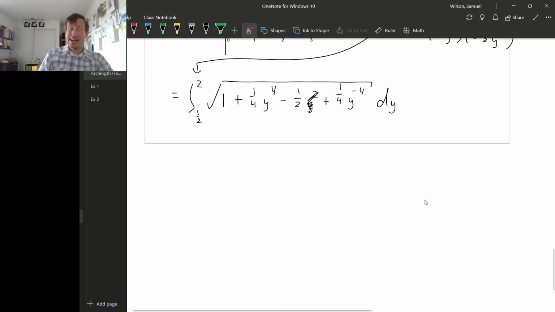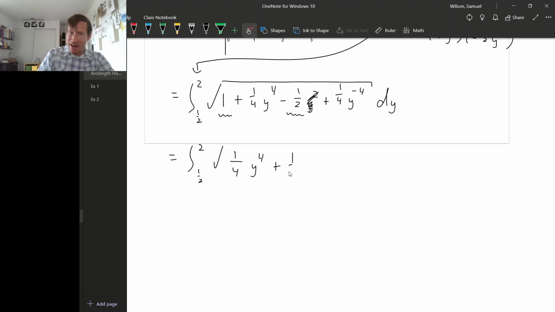All right, continuing to simplify everything inside of the square root, we get the integral from 1/2 to 2 of the square root of. The only thing that simplifies is there's a constant term in front, 1, and there's a constant term in the middle, minus 1/2, so those add up to give us 1/2. So this simplifies to 1 over 4 y to the fourth plus 1/2 plus 1 over 4 y to the minus fourth, all times dy.